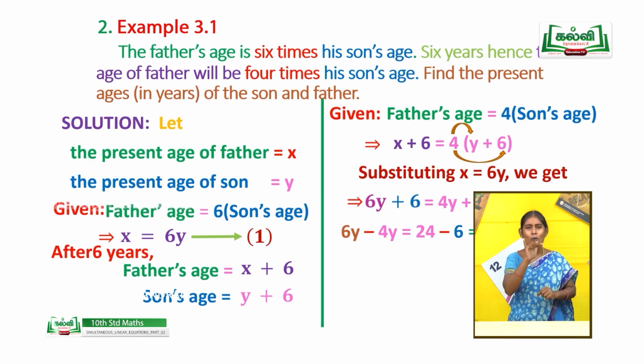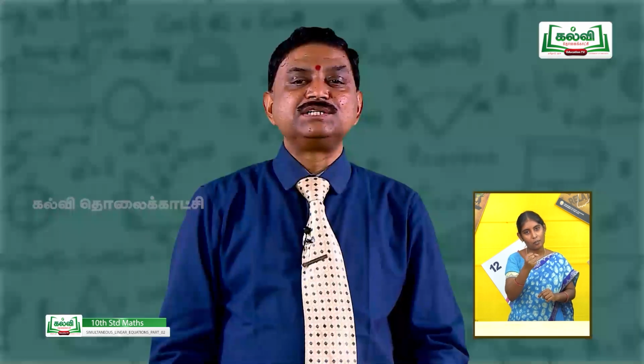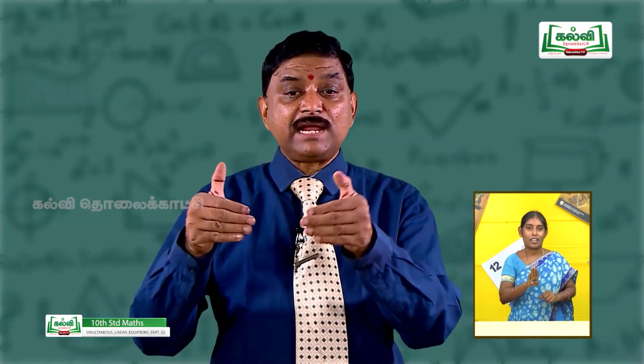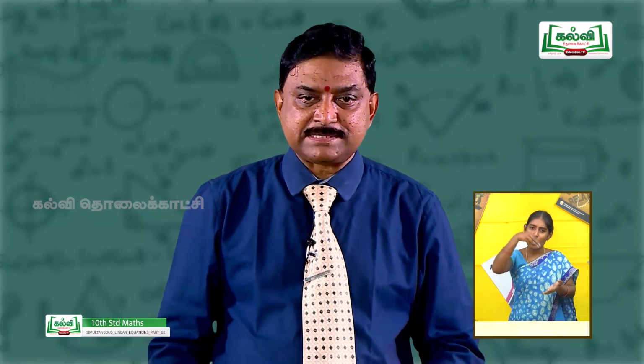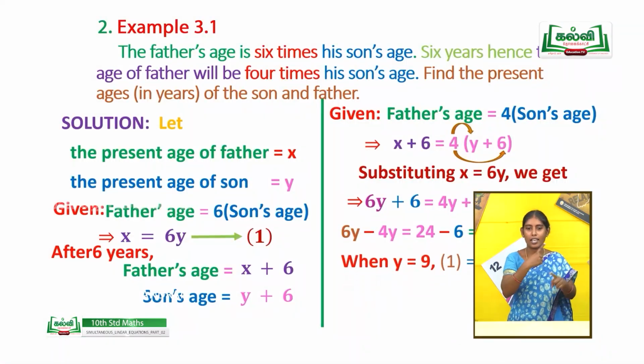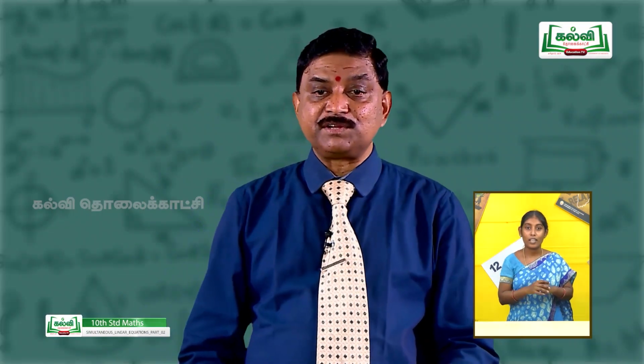So now what is y? Very simple. 18 divided by 2 is 9. So we got the value of y. That value of y should be substituted in equation 1 to get the value of x. So when y equals 9, what about equation 1? x is equal to 6 into 9. What is 6 into 9? 54. So you got the value of x as 54.